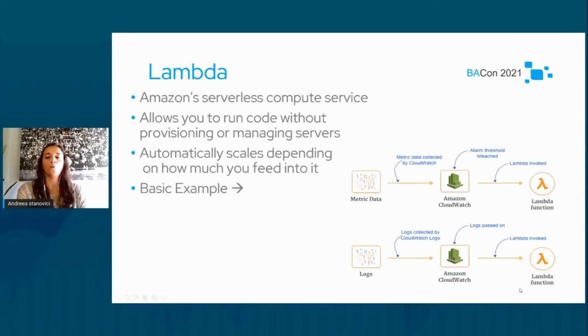I'm going to talk about one more serverless service, which is Lambda. Lambda is very, very popular. It is Amazon's serverless compute service, and it allows you to run code without provisioning or managing servers. You can run code for any type of application backend services. All you have to do is just upload the code or the container image with nothing else. So it's very easy. It also automatically scales, just like the other serverless services. It scales depending on how much you feed into it.